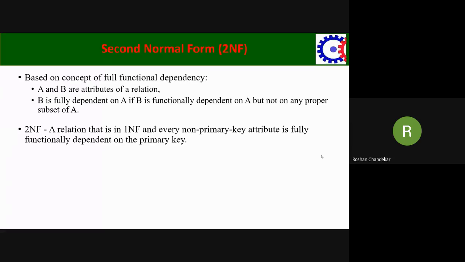Now look at the definition of second normal form, 2NF. If we have to convert any relation into second normal form, the first property is that it is in first normal form. And every non-primary key attribute is fully functionally dependent on the primary key. Every non-primary key attribute, meaning those that are not the primary key, must be fully functionally dependent on the primary key. Only then can we convert a relation into its second normal form.